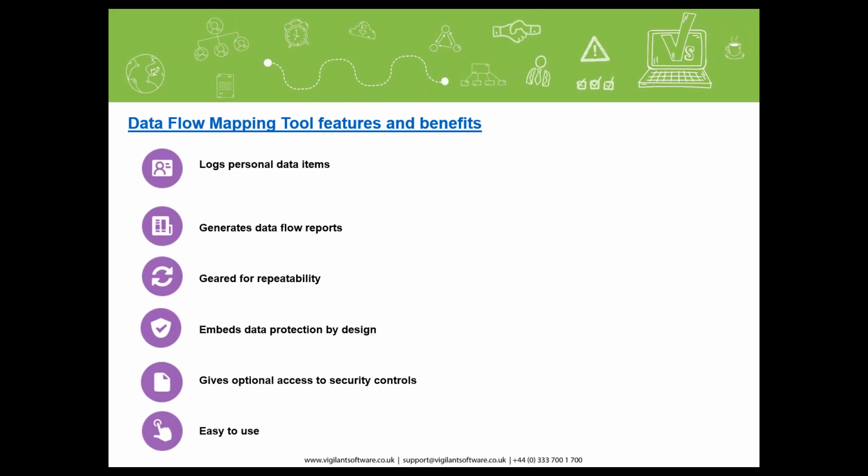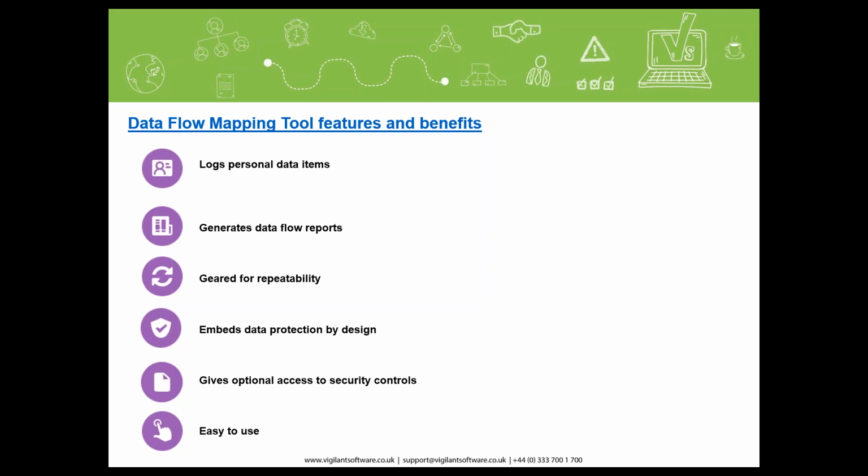So we'll have a look at the data flow mapping tool. These are the features and benefits. The main thing is logging your personal data items. That's what it's all about. With the data flow mapping tool, you essentially generate an inventory of this personal data. You specify what the lawful basis is for processing, the different types, so if it's a sensitive personal data item, and what categories your data subjects are as well. Initially, it will do that, and then it generates any flow reports as well, which is the end result. So this is what you're going to use to demonstrate your compliance.